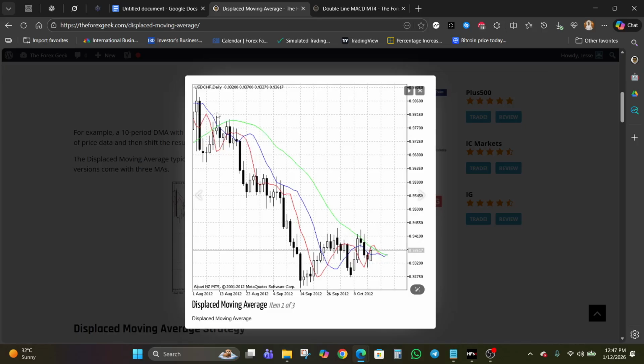When you have the shorter term moving average cross below the longer term moving average, it's a bearish signal. On the other hand, when you have the shorter term moving average cross above the longer term moving average, it's a buy signal. So pretty straightforward.